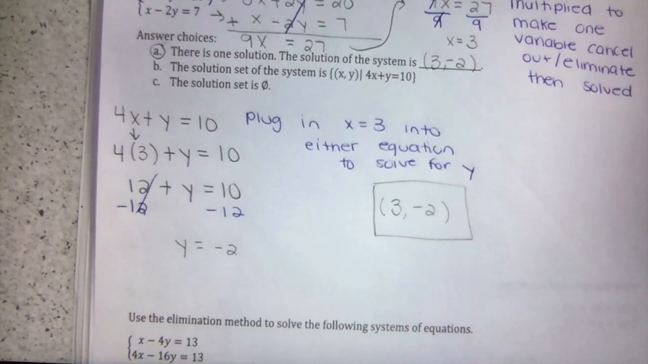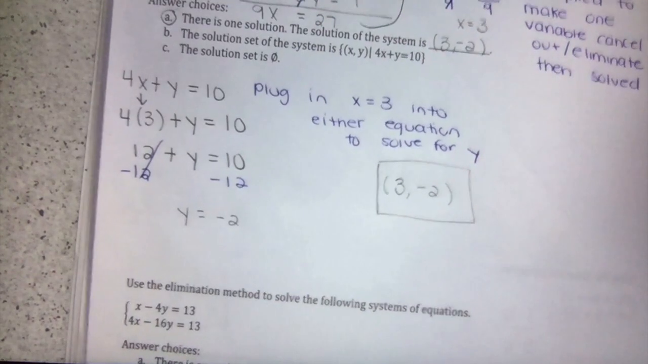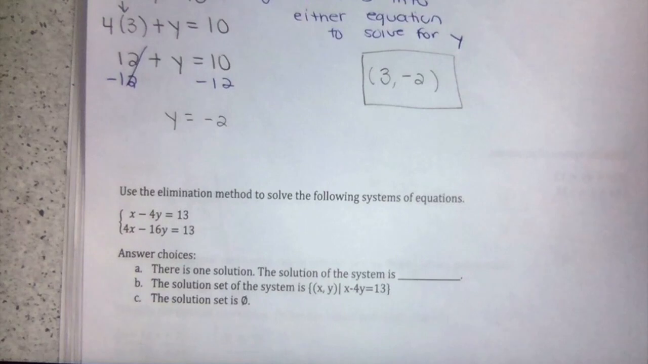Questions, comments, concerns for me, please. So let's do one more of these examples. It asks us to use the elimination method to solve the following system: x minus 4y equals 13 and 4x minus 16y equals 13. I can either eliminate x or y, it doesn't matter. What do you want to do? Either way works.